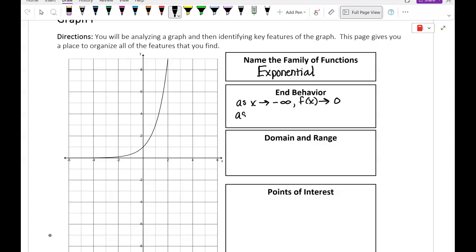On the right, as x approaches infinity, f of x approaches. Again, do my y values go up on the right or do they go down? They go up. My function is going up, so that would be towards infinity. So as x approaches infinity, f of x approaches infinity. We will pick up with the rest of this one tomorrow.